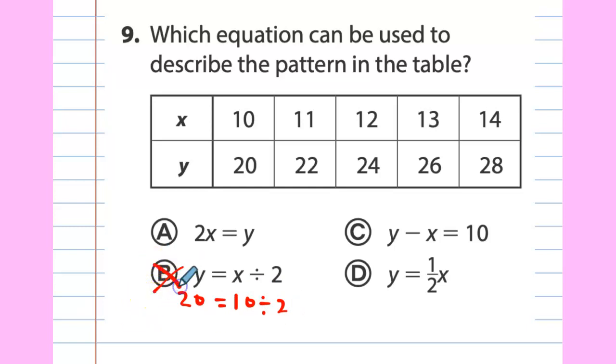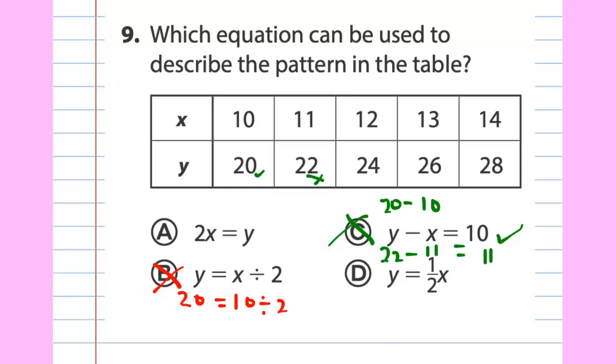So B will not be a possible solution. Let's look at C. The equation should work for each one of them. If one of them does not work, then definitely that will not be an answer. So let's look at letter C. It says 20 minus 10 is 10. That's correct. That worked for the first one. Let's look at the 22. It says 22 minus 11. That gives us 11. So this did not work. C is not working.